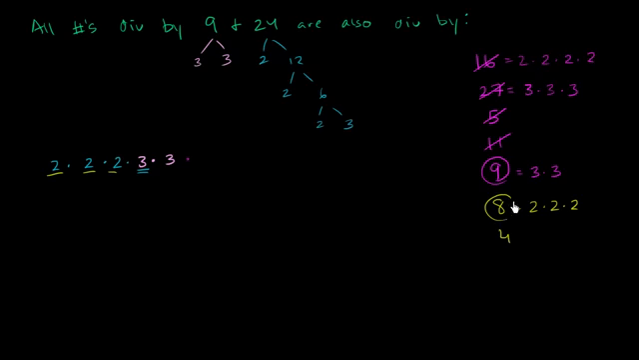4 would also work. That's 2 times 2. 6 would work, since that's 2 times 3. 18 would work, because that's 2 times 3 times 3. So anything that's made up of a combination of these prime factors will be divisible into something divisible by both 9 and 24. Hopefully that doesn't confuse you too much.